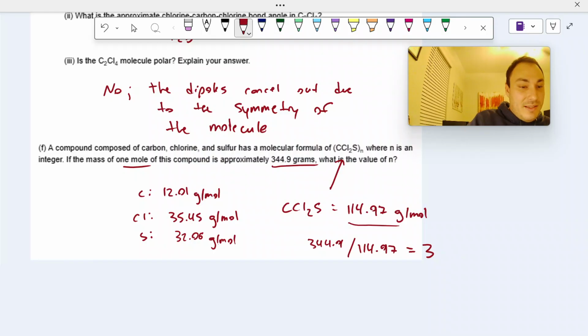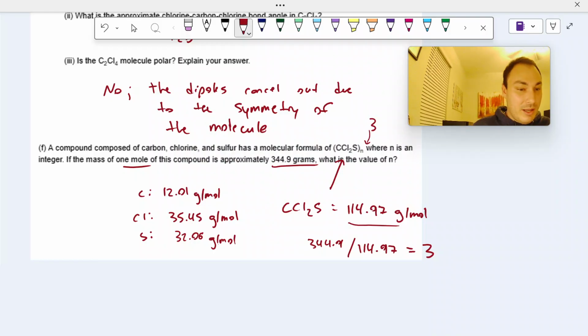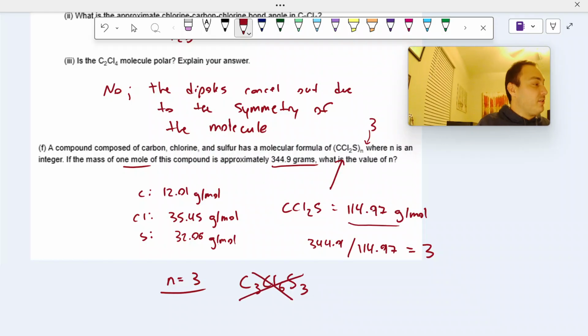So what that means is this N has to be 3. The molecular formula is (CCl2S)3. N is equal to 3. The molecular formula would be C3Cl6S3. But we don't have to put that. It's just looking for this.